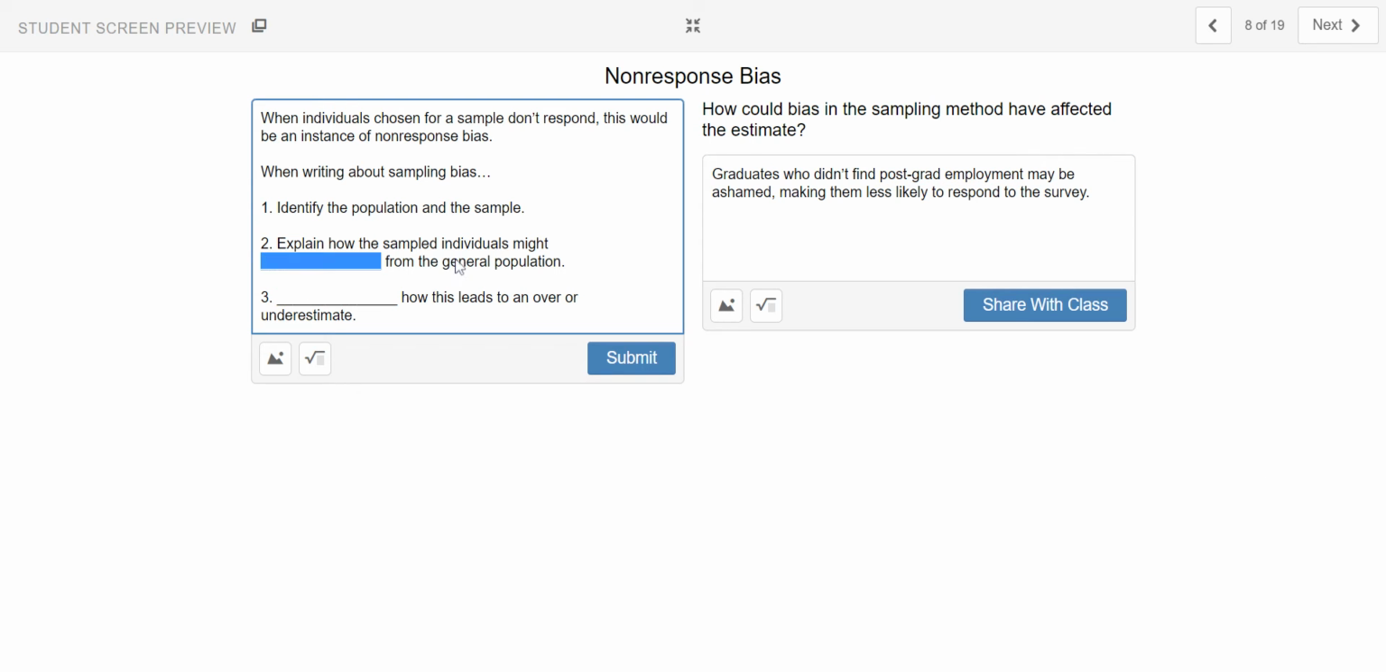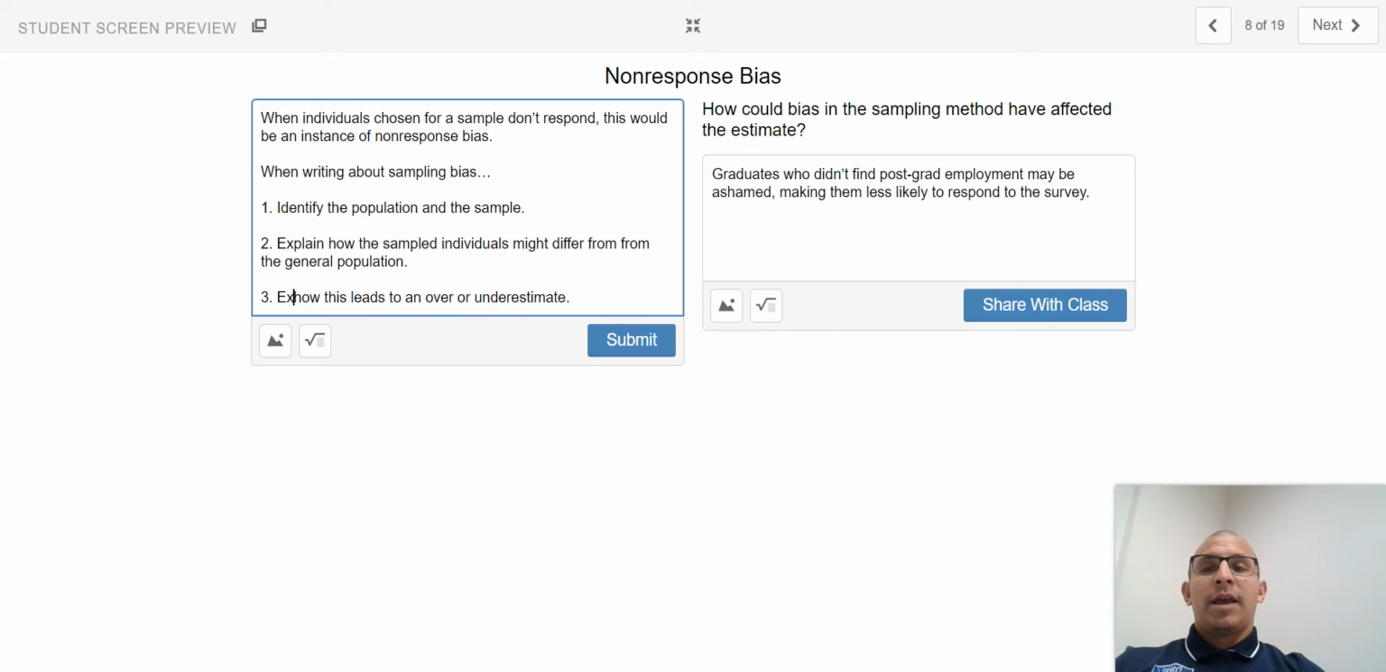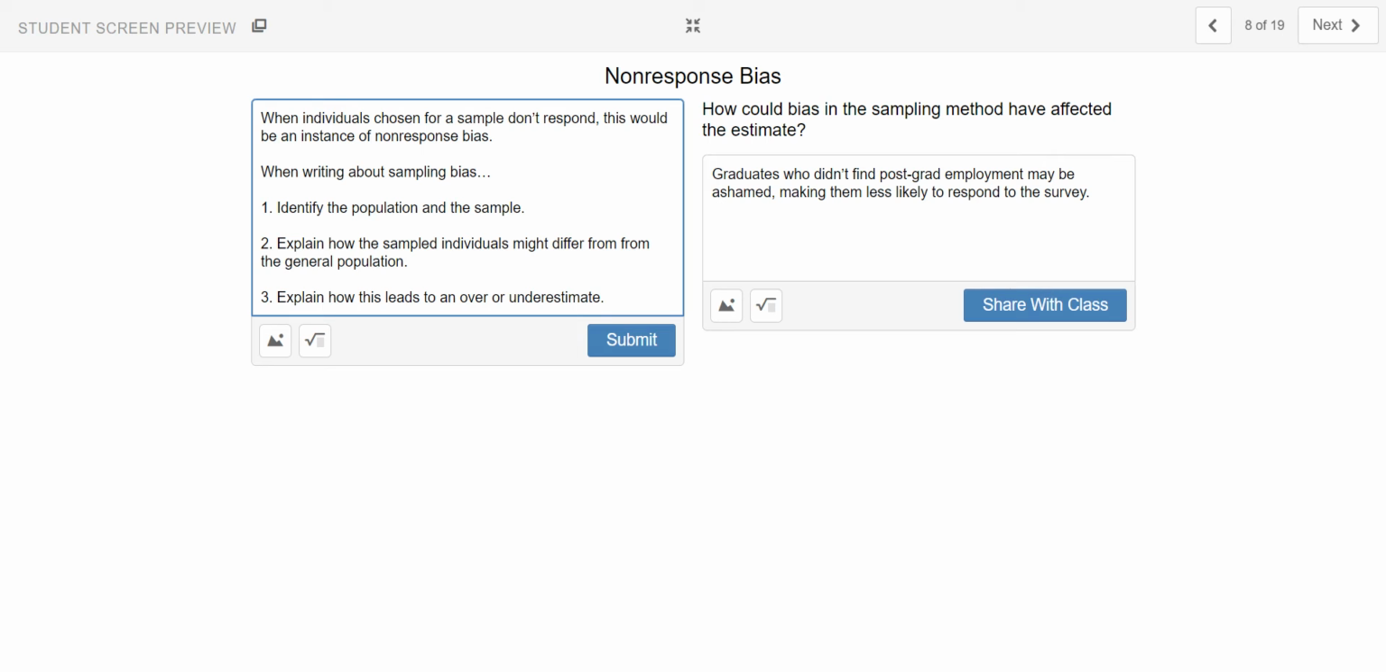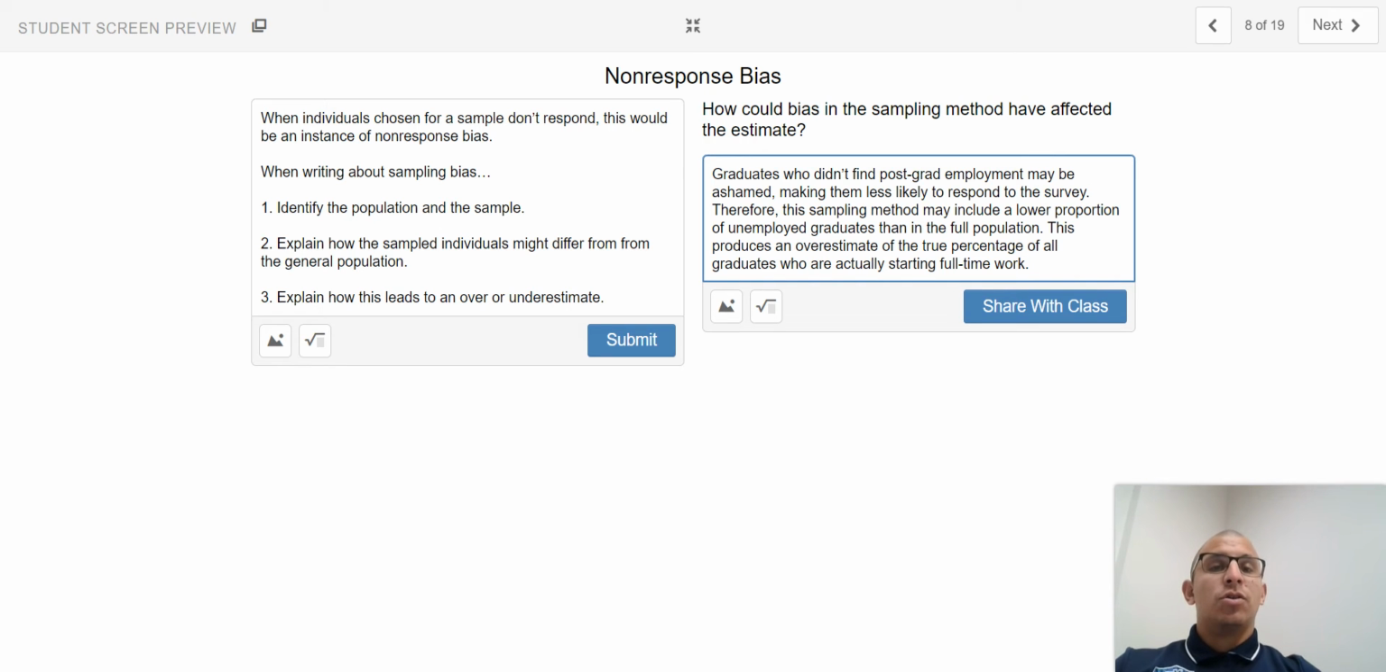Then we need to explain how the sampled individuals might differ from the general population. And last and most certainly not least, explain how this might lead to an over or underestimate. So to conclude our response, we could finish with, therefore, this sampling method may include a lower proportion of unemployed graduates, graduates being the population, sample being unemployed graduates, than in the full population. This produces an overestimate of the true percentage of all graduates who are actually starting full-time work, right?